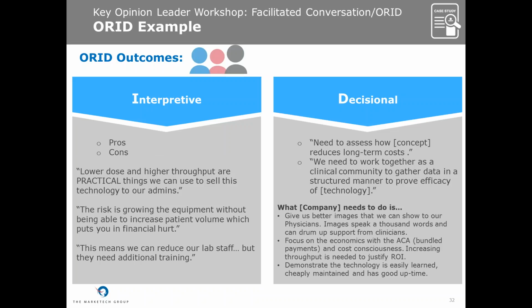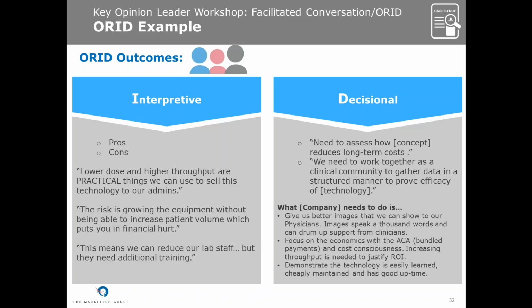And then finally, the decisional step may be a little more straightforward, but this is the call to action. What do the players need to do based on all the information that they discussed about the feelings they had? What does the company need to do? What do the key opinion leaders need to do? And this gives you very clear actions that need to be implemented.